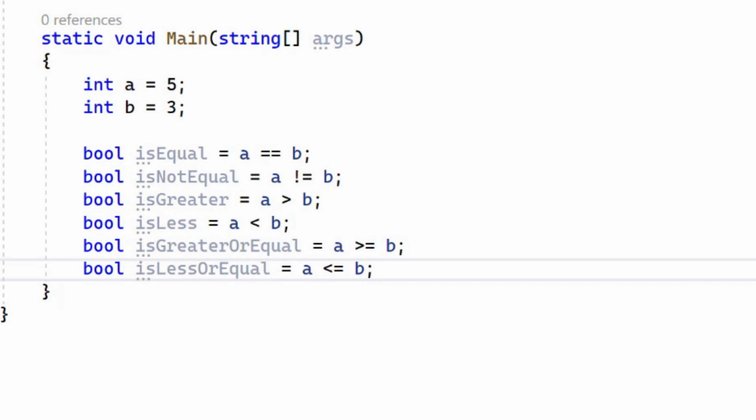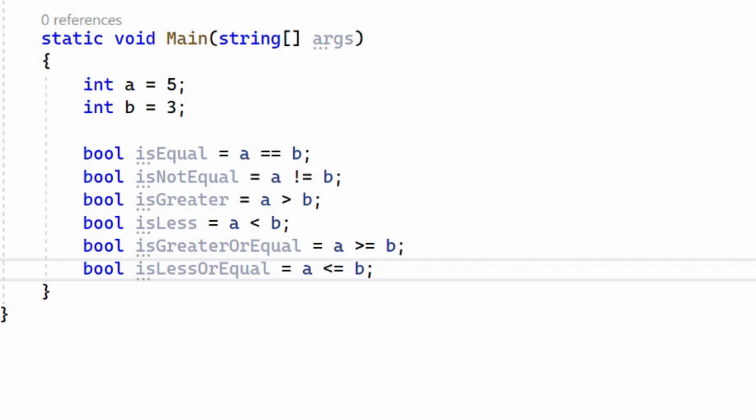Groups of relational operators. Again, we have 2 variables, a and b, with the same values, 5 and 3. The equality operator will compare the 2 variables and return true if they're equal and false if they're not. This is rather straightforward. The second operator is not equal and is going to return true when the 2 variables are different and false otherwise. Then we have the next 2 operators, the greater than and less than. The greater than operator will return true if a is greater than b, and the less than operator will return true if a is less than b.